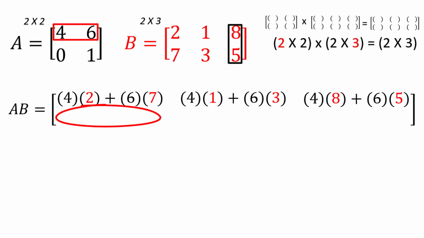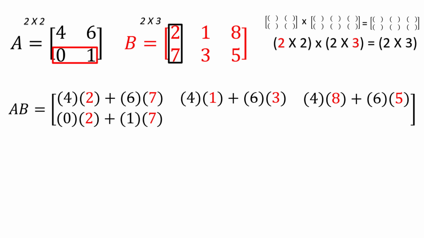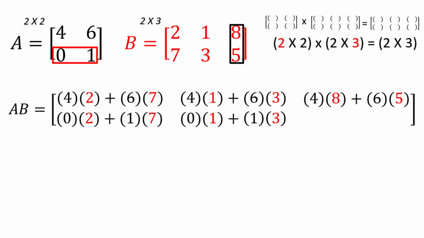The next value is in the second row, so we need the second row of A, and it is in the first column, so we need to multiply by the first column of B. We have 0 times 2 plus 1 times 7. Moving 1 to the right, we are still in the second row, and now we are in the second column. So we must multiply 0 times 1 and add that to 1 times 3. The last one is in the last row in the last column. So we need to multiply 0 times 8 and add that to 1 times 5.